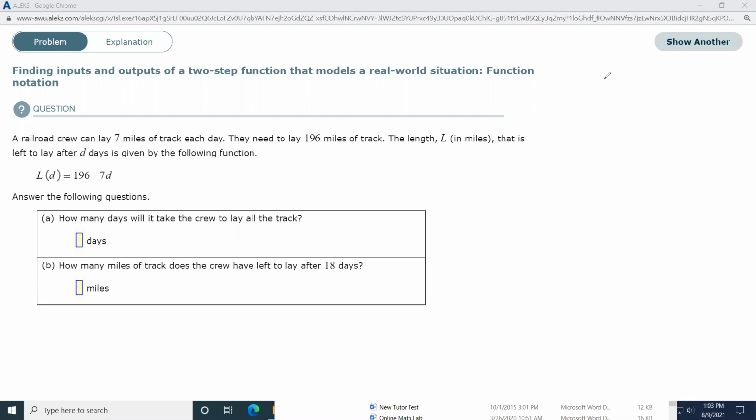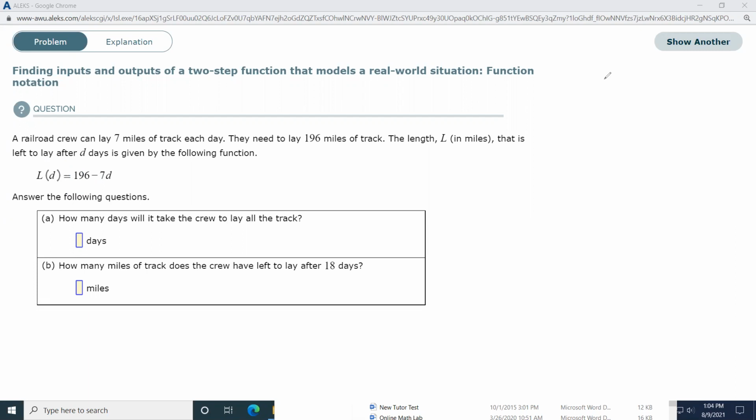So you have to know exactly what your variables mean. D stands for the number of days that we're working. L is not the number of miles of track that are laid. It's how many miles we have yet to go. That's why it says we have a total of 196, and how much we have left is that 196 reduced by 7 miles per day. 7 miles a day, that's not bad. That's definitely more than a two-man job.